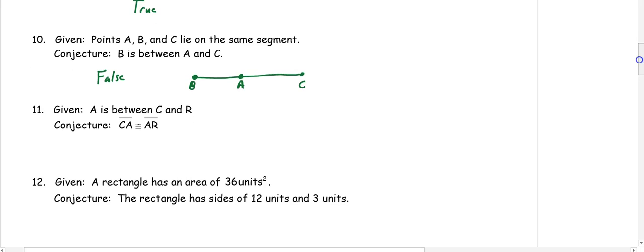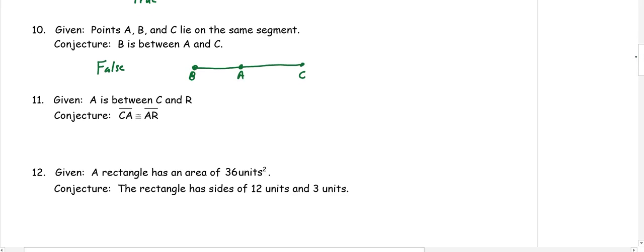Number 11, A is between C and R. So our conjecture is that CA is congruent to AR. This is also false. Just because it's between doesn't mean that it's necessarily in the middle. So we could have something where it's C, A, and then R is all the way over here. So we might have CA being 3 and AR being a length of 7. So that doesn't necessarily make it true just because A is between them. It doesn't say it's in the middle or a midpoint, it just says somewhere between them, which fits our picture.